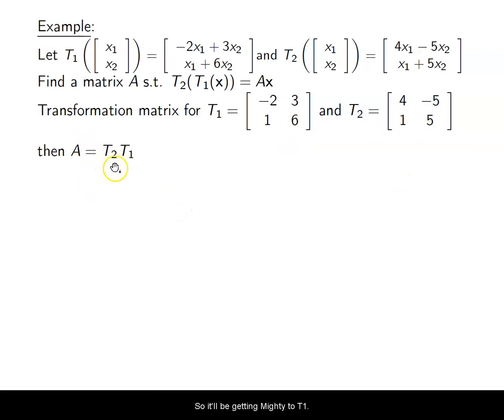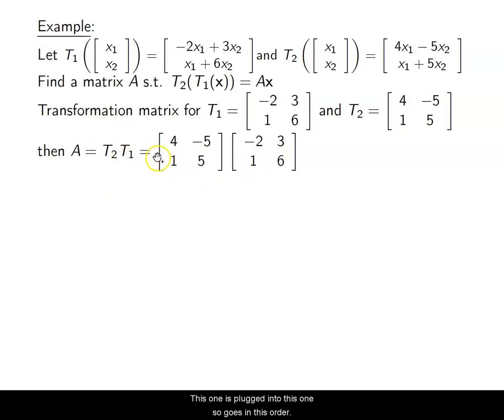So it'll be given by T2, T1, which looks like this. Okay, this one is plugged into this one, so it goes in this order, right? So when we multiply those together, this should be our end result. So this is our transformation matrix A.